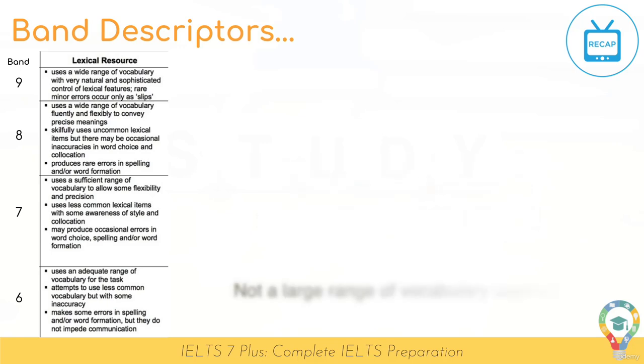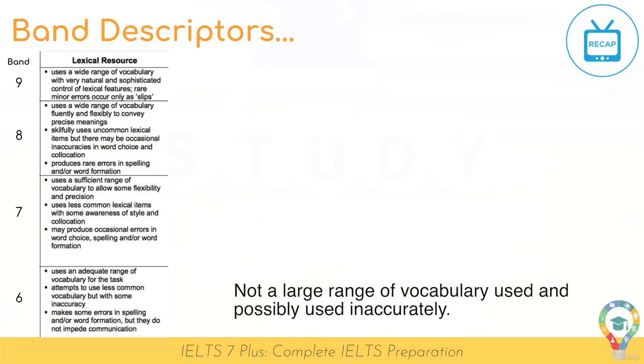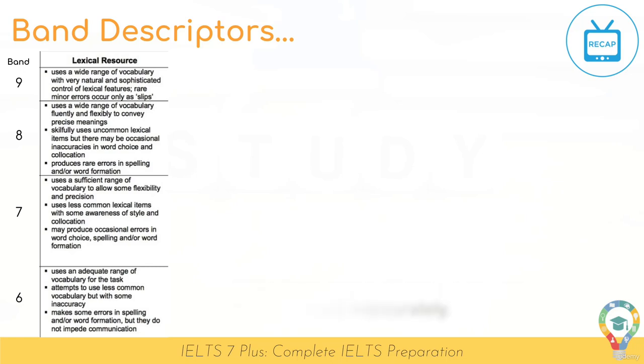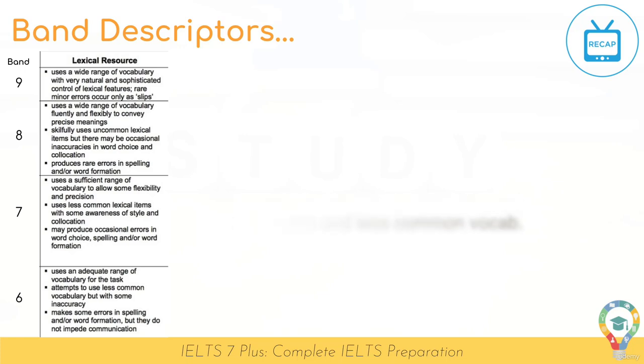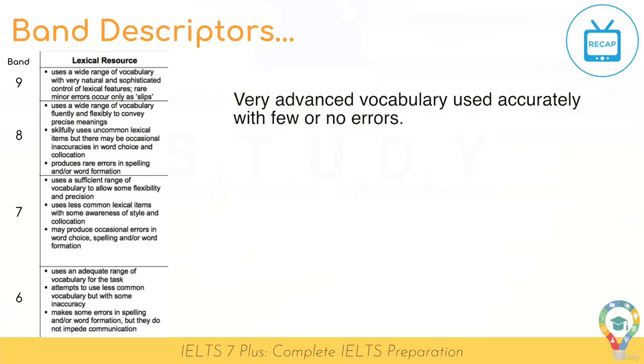A band 6 in lexical resource means that you haven't used too much advanced vocabulary. You may have used it inaccurately with some mistakes, or you could have repeated yourself too often. To achieve a band 7 in lexical resource, you must use a range of advanced vocabulary with little repetition and fewer mistakes. For a top band 8 or band 9 score, you must use sophisticated language with very little repetition, and there also needs to be few or actually 0 mistakes in your writing and vocabulary.